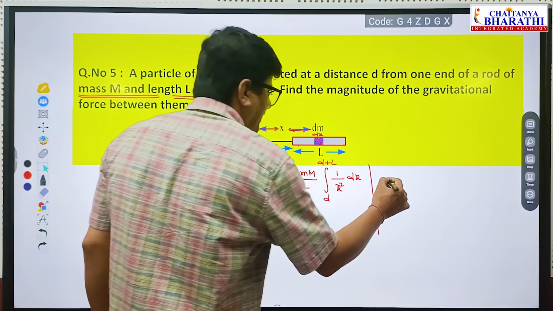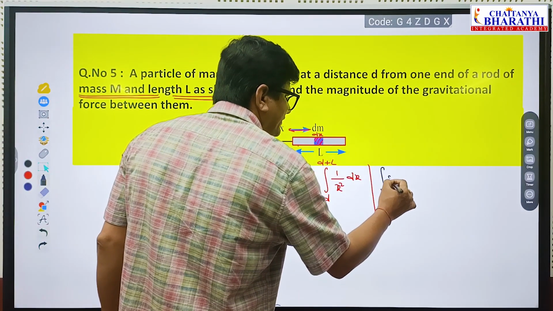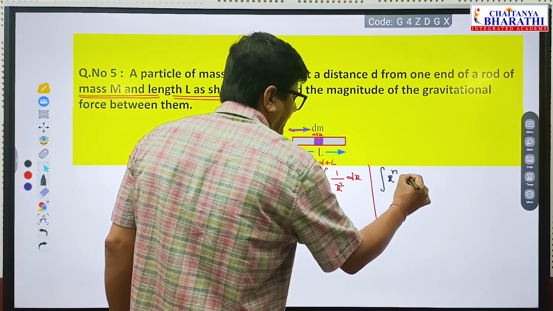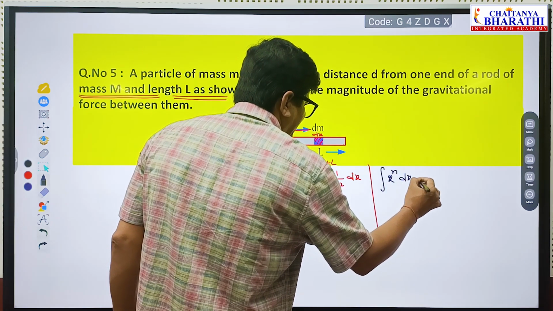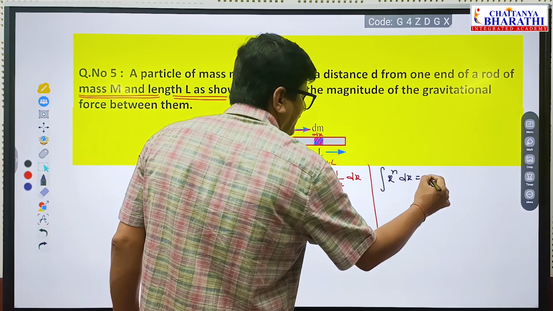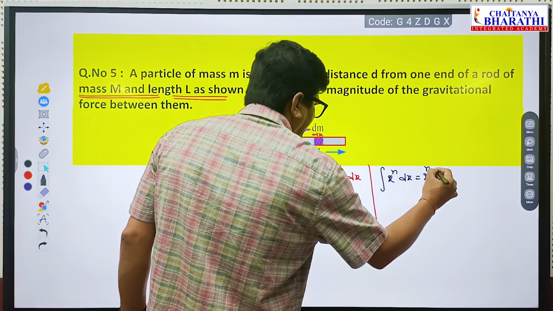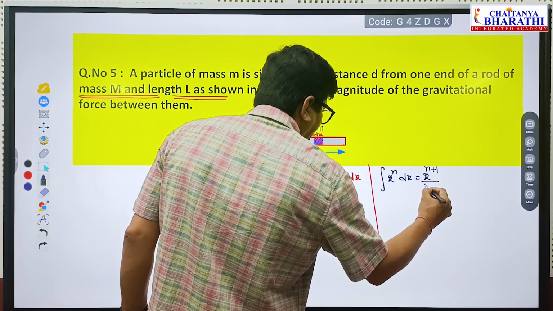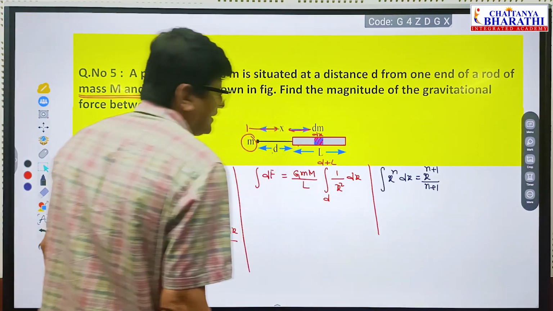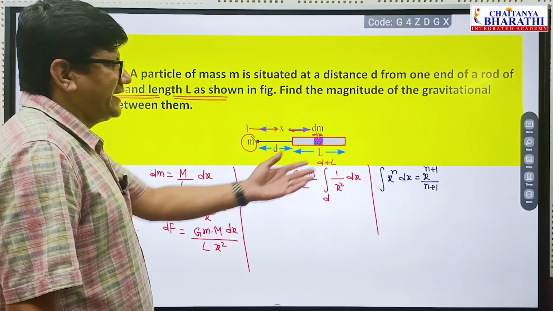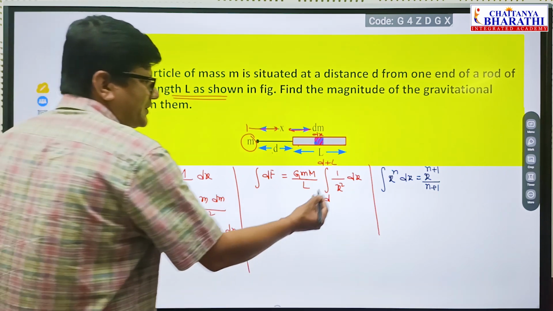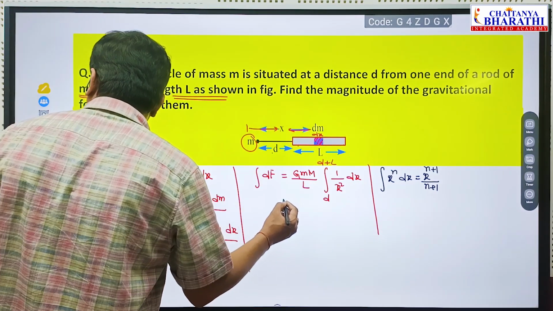So what is the formula? Integral of x to the power n dx. Basic maths में given this one. x to the power n plus 1 by n plus 1. This is the maths formula sir. In integration आ जाएगा. इसको हम कैसे लिख सकते हैं?